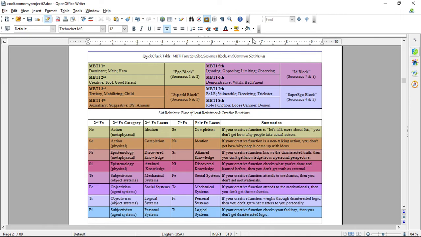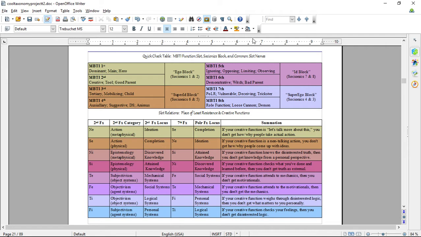MBTI 1, dominant or main, hero function. MBTI 2 is your creative, tool, or good parent function. MBTI 3, tertiary, mobilizing, child function. MBTI 4, auxiliary, suggestive, dual seeking, or animus function. So in other words, for me, NE is my dominant function, or my main function, or my hero function. TI is my creative function, my tool function, my good parent function. And according to Socionics, those two comprise my ego block.